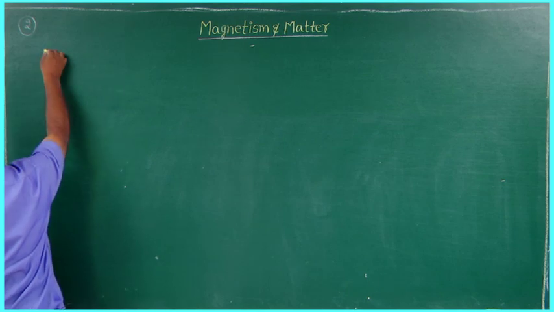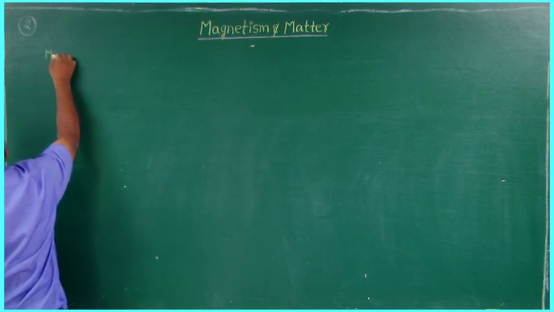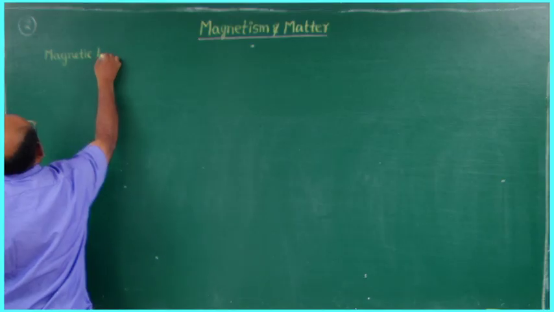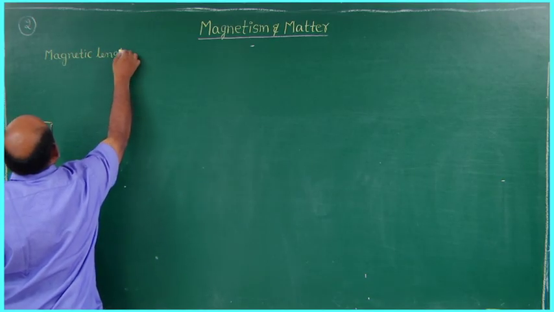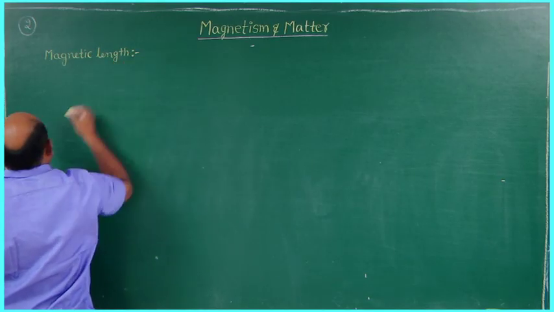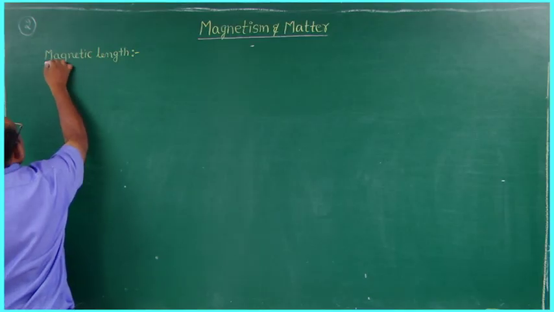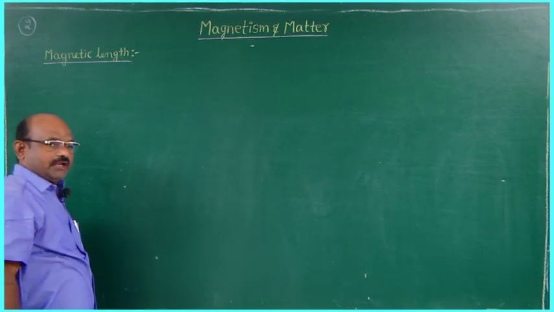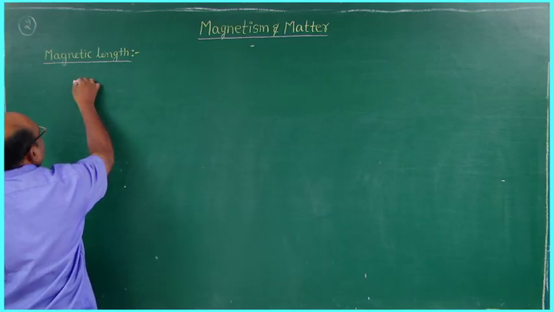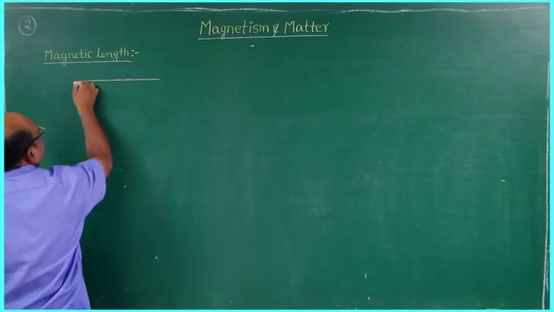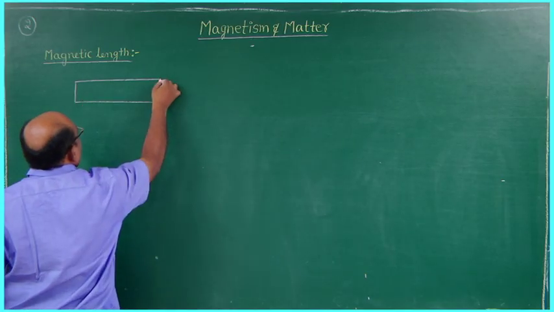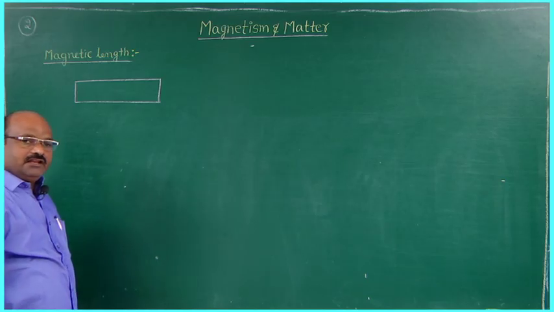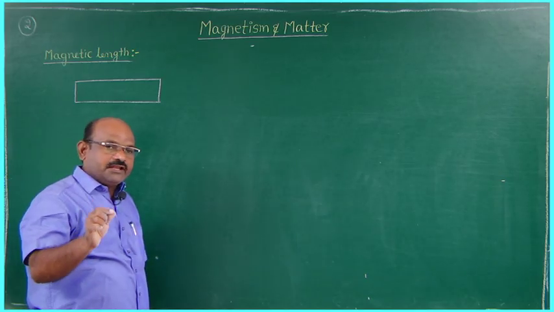Another definition, magnetic length. We are very familiar with the bar magnet. If you have observed the bar magnet, this is the bar magnet. In the last class, I clearly explained about the magnetic poles.